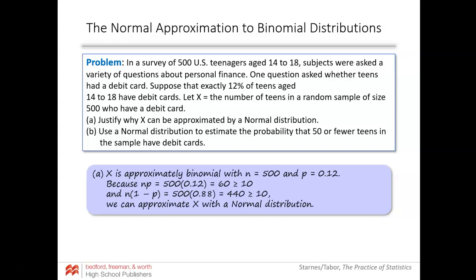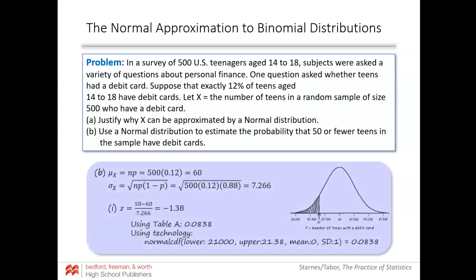So our follow-up question: use the normal distribution to estimate the probability that 50 or fewer teens in the sample have debit cards. So using now our normal distribution. This is where you get a little bit of freedom. In order to create the normal distribution, we have to find the mean and the standard deviation. So we're going to use n times p to find the mean, and then the square root of n times p times 1 minus p to find the standard deviation.